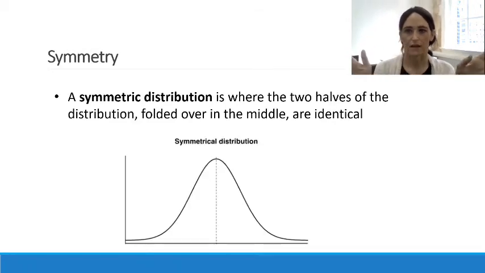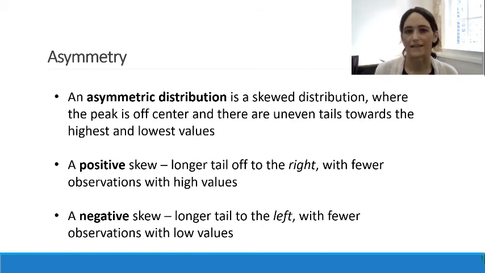Symmetry is where we could take 2 halves of a distribution, fold them over, and they would be identical. Okay, so a perfect normal distribution would be symmetrical, like you see here. That's another property of a distribution that we can describe. An asymmetric distribution, or a skewed distribution, where the peak is slightly off center or extremely off center, and there are uneven tails towards either the high values or the low values, can also be important, something that we may need to address when we do statistical analysis.